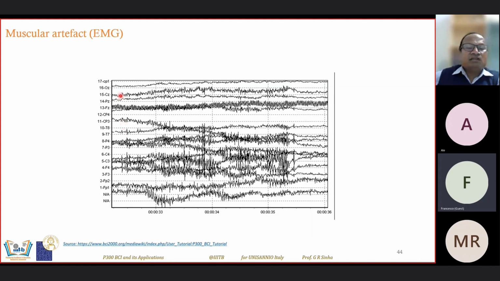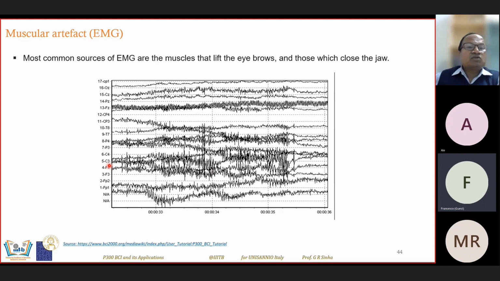Like this is muscular artifact related to some muscular movement. You'll get different types of artifacts from the different channels, and that can also be corrected. The most common sources of EMG, called muscular artifact, are the muscles that lift the eyebrows. You have some muscular movement with which you lift your eyebrows, and those with which you close the jaw. That also causes the artifact, and that needs to be addressed.